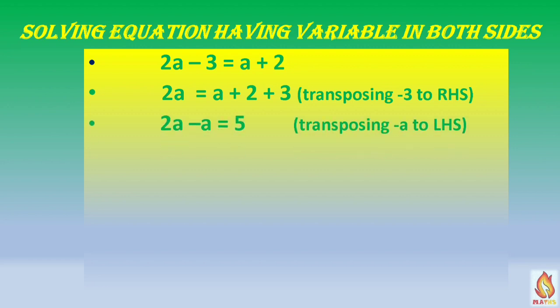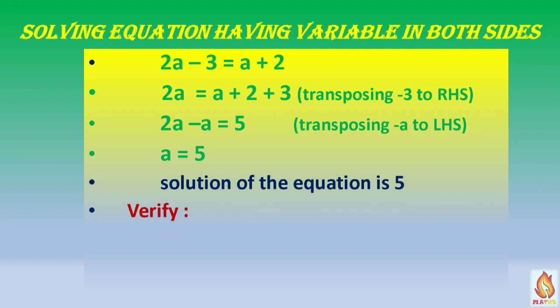Now 2a minus a. Here a is a positive term. When we transpose it to LHS, it becomes negative a. Now 2a minus a equals 5, since 2 plus 3 equals 5. Now 2a minus a equals only a, that is equal to 5. So a equals 5. When we get a equals 5, that means 5 is the solution of this equation.